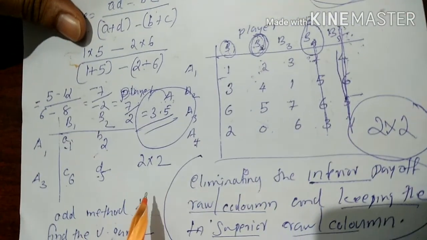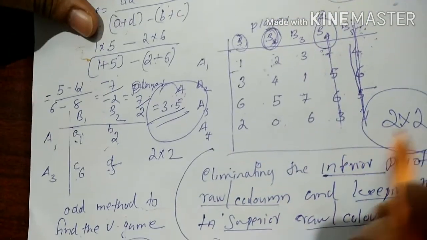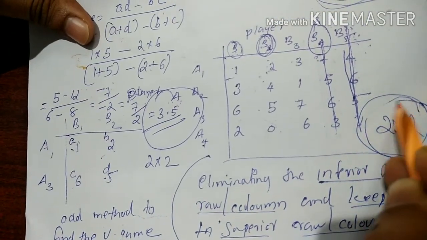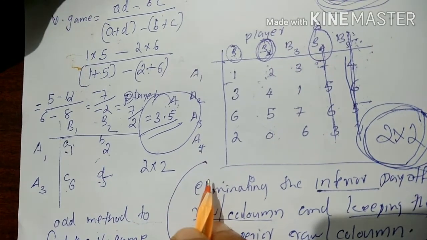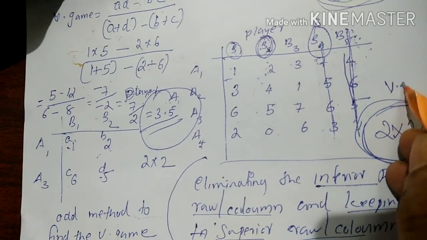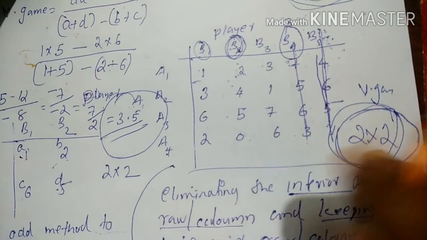എലിമിനേഷൻ പ്രൊസീജിയർ യൂസ് ചെയ്യാം അല്ലെങ്കിൽ ഡൊമിനൻസ് മെത്തേഡ് യൂസ് ചെയ്തിട്ട് 2 by 2 ഓർഡർ ആക്കി മാറ്റാം. എന്നിട്ട് നിങ്ങൾ ഓഡ് മെത്തേഡ് വെച്ചിട്ട് വാല്യൂ ഓഫ് ദി ഗെയിം കണ്ടുപിടിക്കാം. ഓക്കെ, ദാറ്റ്സ് ഓൾ.